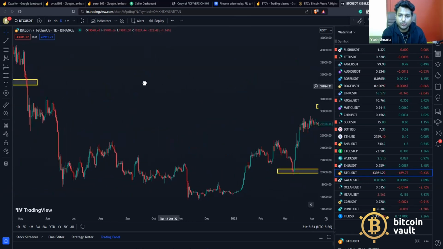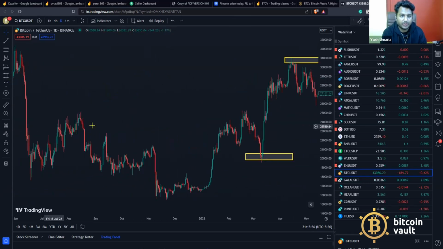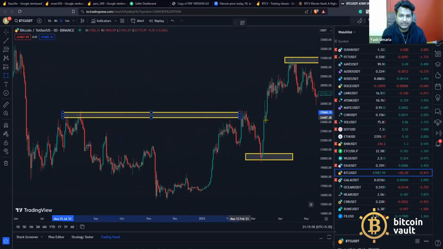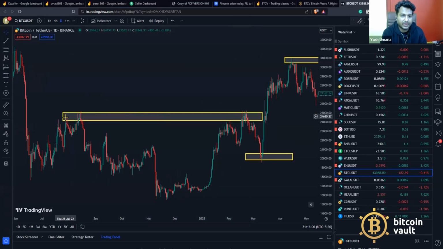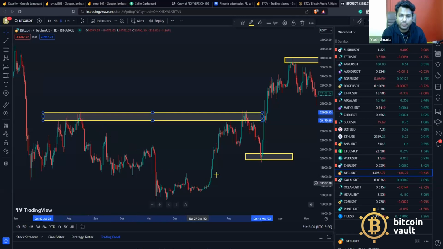Now let me show you this. Now see, this is my resistance level, correct? So the market hit it once, then twice, then thrice, then the market went down for a few months. Then there's a fourth attempt, the fifth attempt. In the sixth attempt, the market is able to break this resistance zone and then it moved up. Okay, so I think this much is clear.